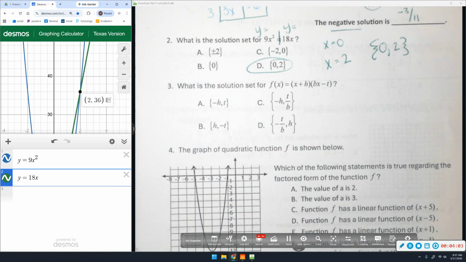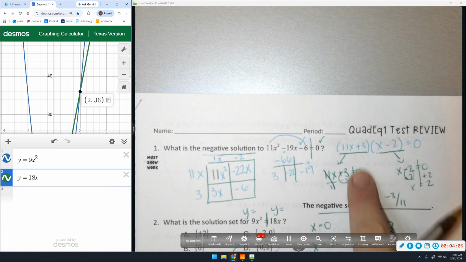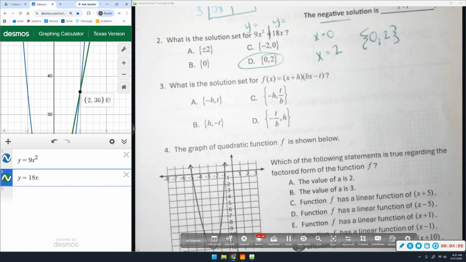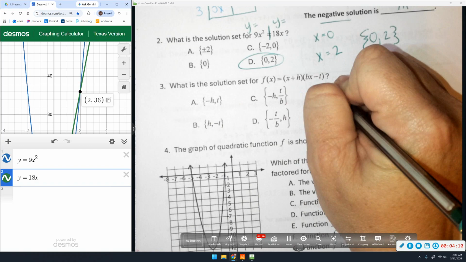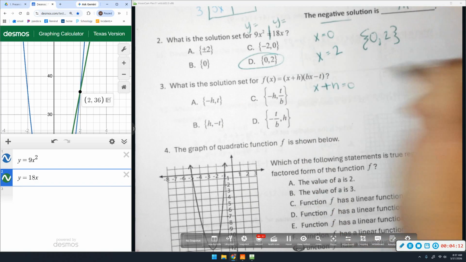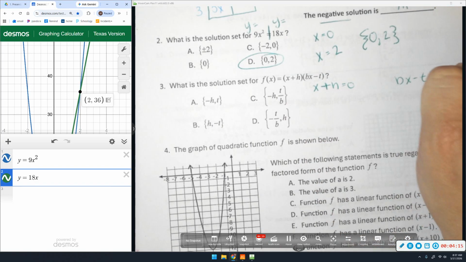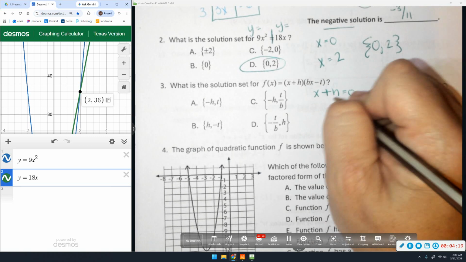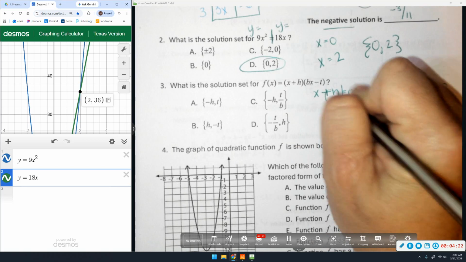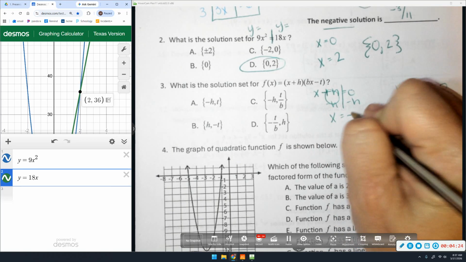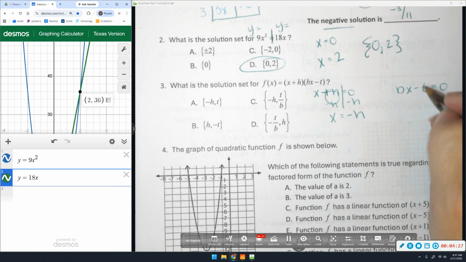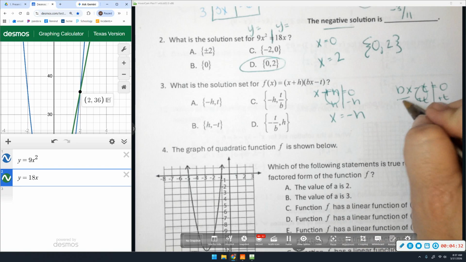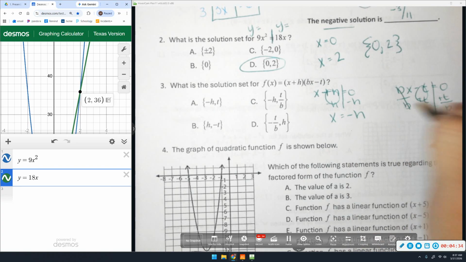Okay, number 3 is already in factored form, so we're literally starting at this step. So number 3, I'm going to separate and solve. So I have x plus h equals 0, and then I have bx minus t equals 0. Well, here our goal is to get x by itself, so minus h, x, well, 0 minus h is just negative h. Here we're going to add t, and then divide by what's in front of x, so b. So we get x equals t over b.